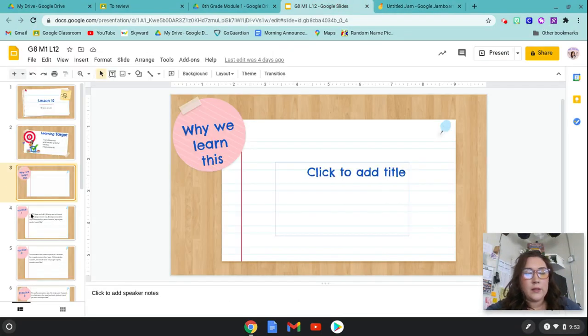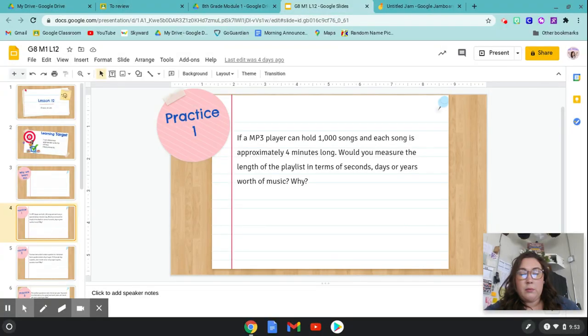For the next problem, how would you measure 1,000 songs that are about 4 minutes long? Would you do it in terms of seconds, days, or years? Why? You need to make that justification of why.